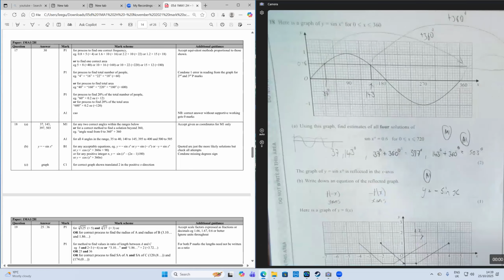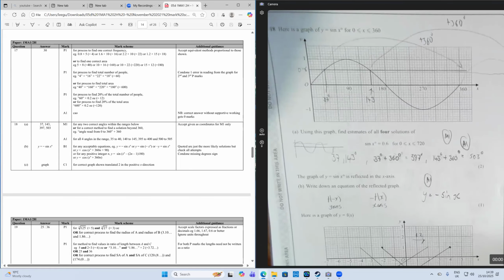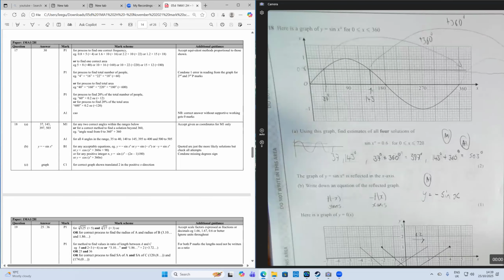Perfect. We'll just do one more in this video, and this is nice, graph transformations. Again, all of these last few questions are at the beginning of A level, for those of you who are interested in knowing. So here it says, here is a graph of y equals sine x, for x less than 360 but greater than 0. Using this graph, find estimates for all solutions of sine x equals 0.6.